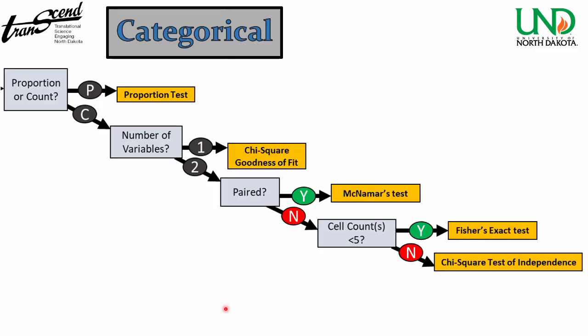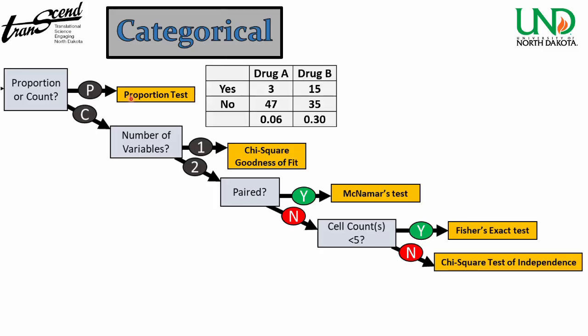So if it's a proportion, you can just do a proportion test. At this point, you're looking more at tables rather than plots, because this is count data, categorical data. A proportion test would be something like this, where maybe you have a drug, and you're looking at adverse effects. You have 3 for drug A, 15 for drug B, and then these are the ones for no. And then you can get a proportion for each of the two groups, drug A and drug B, and you can test if those proportions are really different.